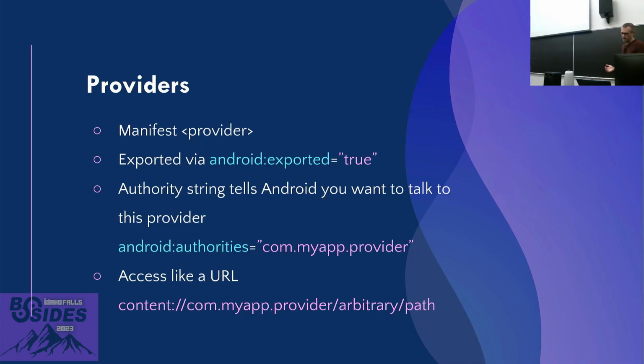You access a provider in a similar way that you would access a website, through a URL. Content providers use the content URL scheme. Then instead of a host value like you would for a website, you have the authority value that identifies which provider on the device you want to access. And then you can include an arbitrary path. Whatever you include after the authority string is dependent on the particular provider and how it handles the path. So you can include URI values, you can include query parameters. It's pretty arbitrary after that.